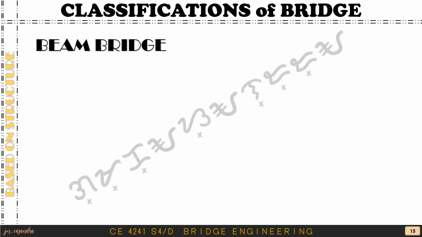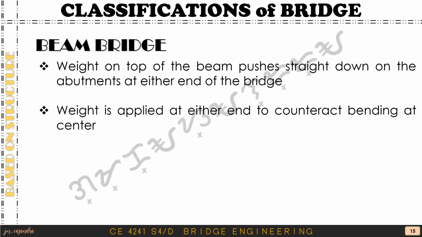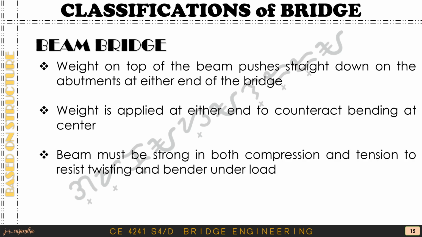So next, we have the beam bridge. From the name itself, it is made up of a beam or a girder. The weight on top of the beam would push straight down on the abutment at either end of the bridge, and the weight would be applied at either end and then counteract bending at the center. The beam must be strong in both compression and tension so as to resist twisting and bending under heavy loads. The usual span for a beam bridge is a maximum of 200 feet long.